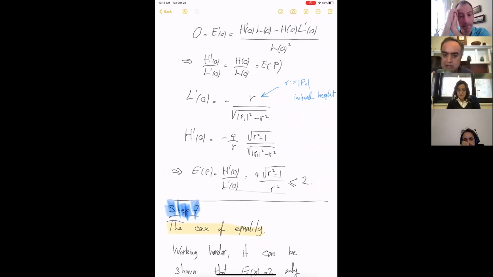So you take the limit, and then we obtain this upper bound for the efficiency of all spirals. So this proves the inequality. Proving the inequality. Yes, sorry.